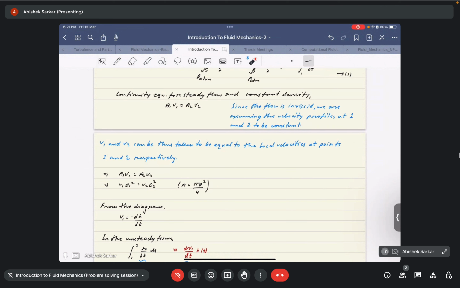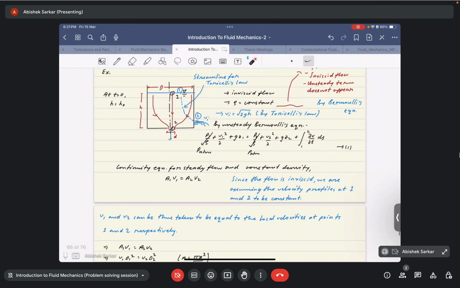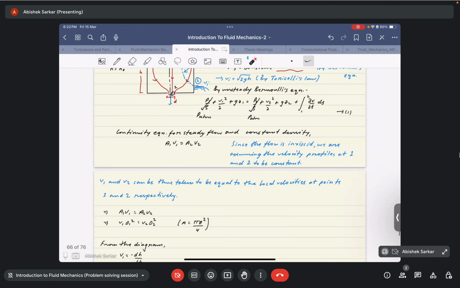So from this continuity equation, if we write the expression for area, A1 would basically be pi d1 squared by 4 and A2 would be pi d2 squared by 4. Substituting the expression for area, we can simplify the continuity equation to V1 d1 squared equals V2 d2 squared, where d1 is the diameter of the upper surface of the tank, and d2 corresponds to the diameter of the hole through which the liquid is being drained.